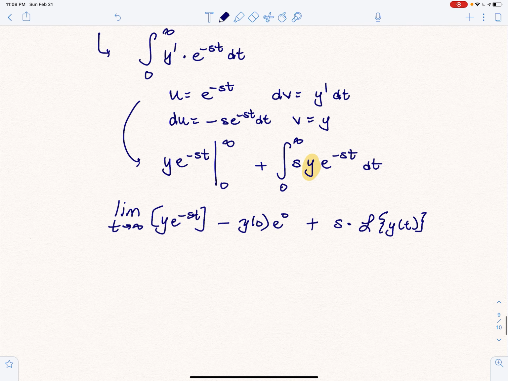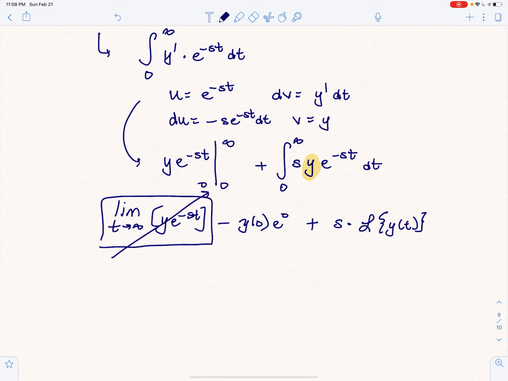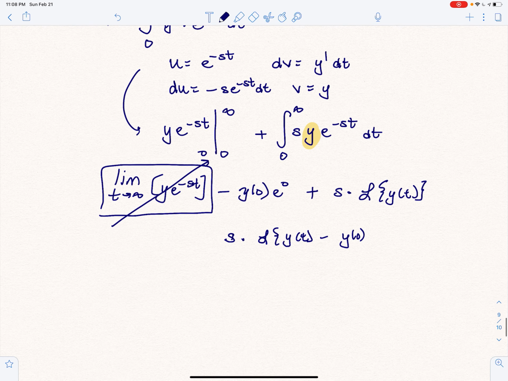But it gets even better than this. So this term right here, well, remember, for the function to have a Laplace transform, that limit has to be 0. Otherwise, the improper integral is going to diverge. So this limit is equal to 0. So we have s times the Laplace transform of y of t minus y of 0. Now, we sometimes write this as s times Y of s minus little y of 0. So from little y, the original function, to big Y of s, the transform of the function. So this is the Laplace transform of y prime.